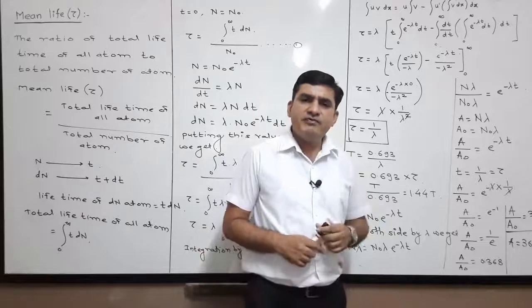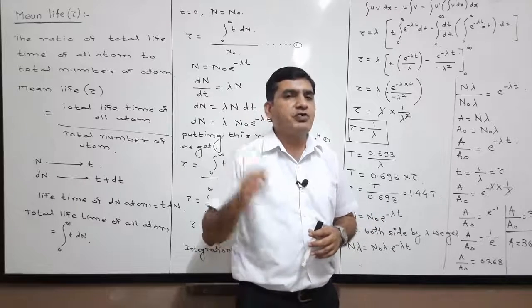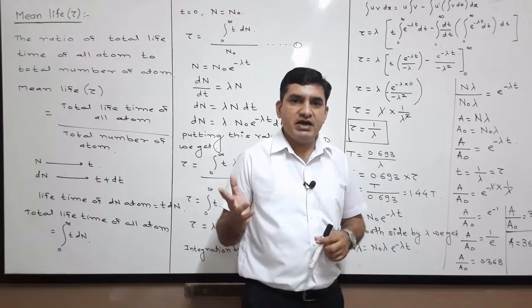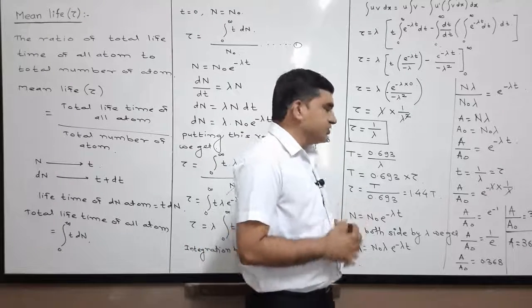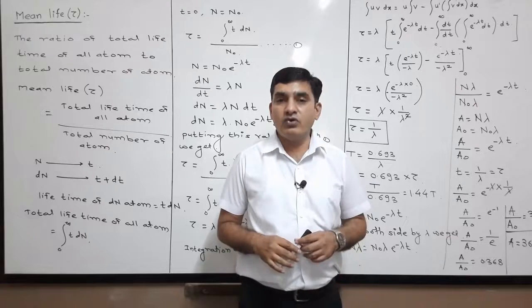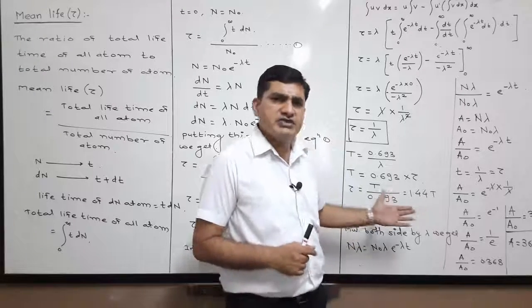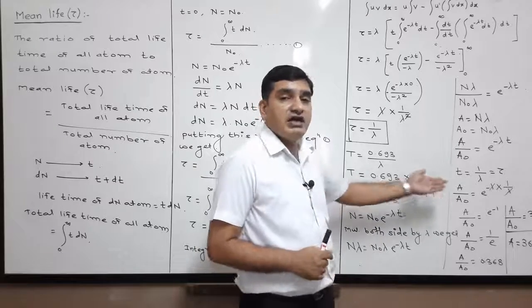We know that the half-life period of a radioactive substance is 0.693 divided by lambda, but 1 upon lambda is equal to tau, and therefore we can say that tau is equal to 1.44 of T half. This gives the relation between the mean life and half-life.